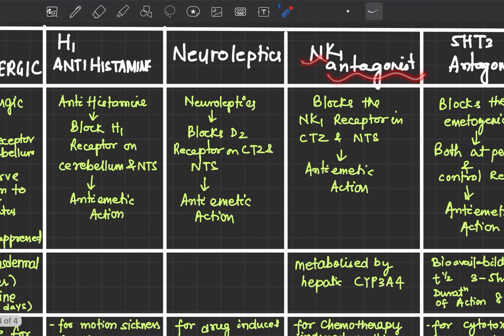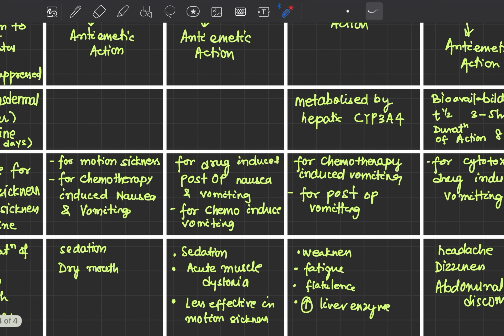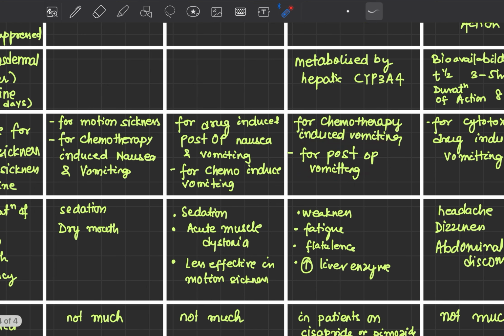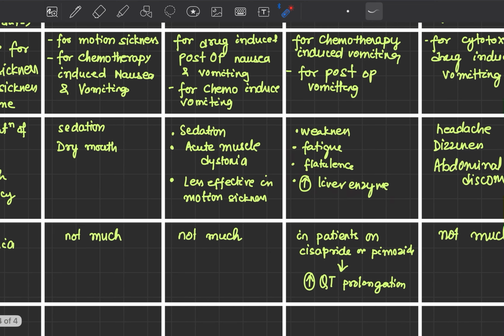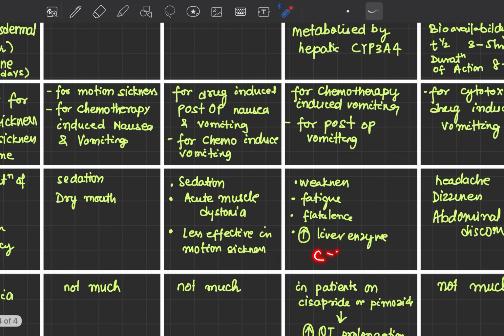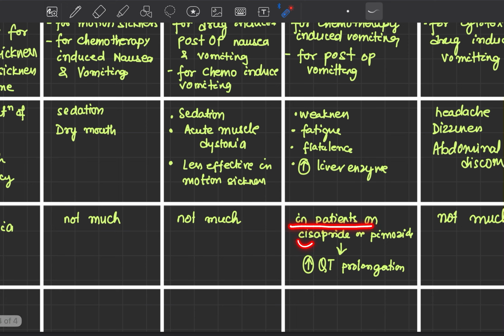NK1 antagonists block the NK1 receptor in the CTZ and NTS. It's metabolized by CYP3A4 and is used for chemotherapy-induced nausea and vomiting and post-op vomiting. Most of the antiemetics are given for chemotherapy and post-op vomiting. Side effects are weakness, fatigue, and an increase in liver enzymes. As you have seen, it is metabolized by the CYP3A4 enzyme, so it shouldn't be given to patients on cisapride or pimozide because it increases QT prolongation.